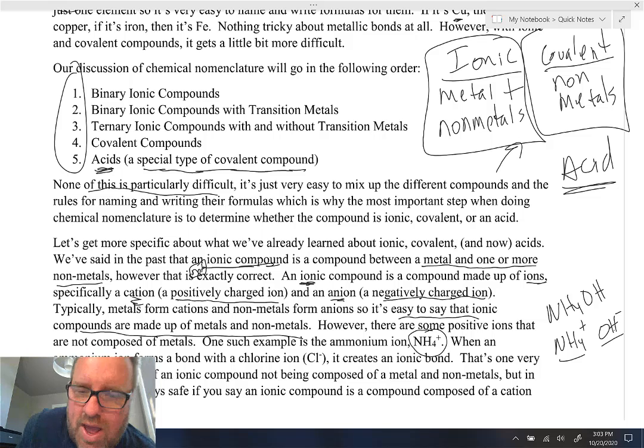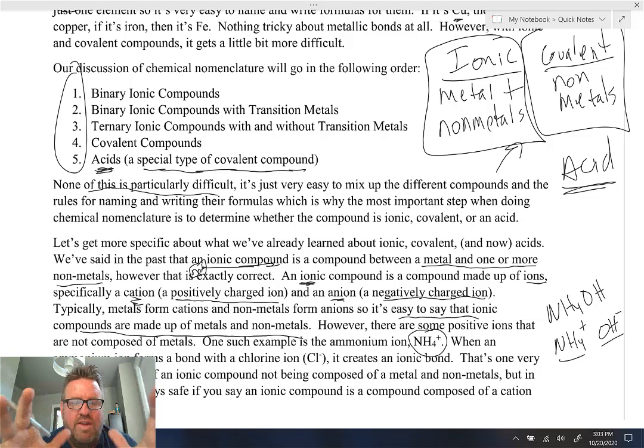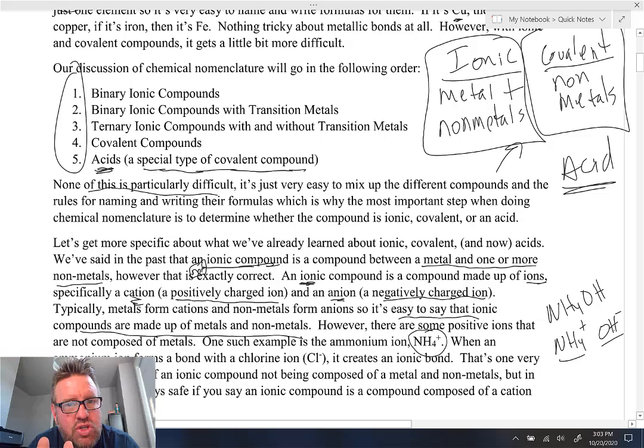And so that's why a better definition of an ionic compound is a compound that's composed of something with a positive charge and something with a negative charge. And again, usually that's a metal with a nonmetal. But sometimes, like in this case of ammonium, that is not the case. And ammonium is very, very common.